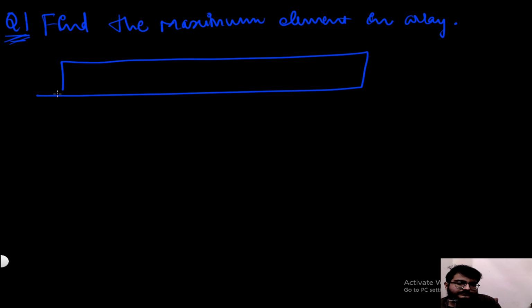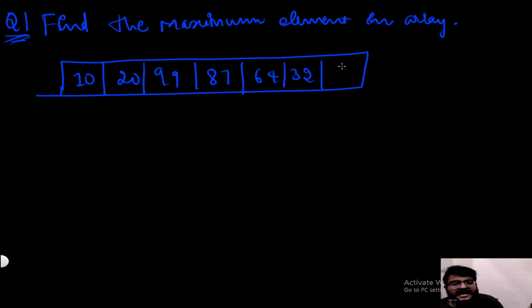So there are various approaches to do this question. I will discuss all the approaches. Let's say that this is an array. I have the numbers 10, 20, 99, 87, 64, 32 and let's say 71, and you are asked to give me the maximum number in the array. Of course, the answer is 99.